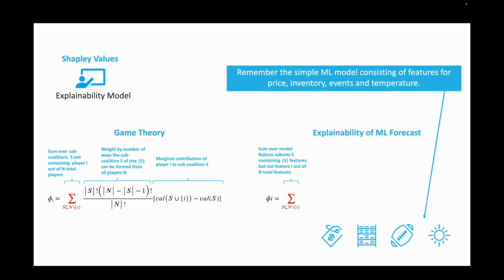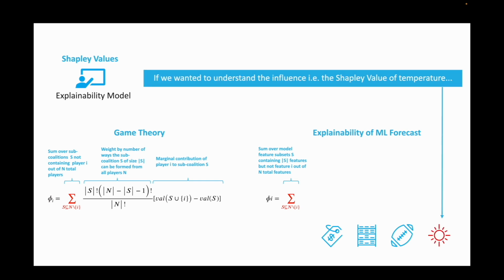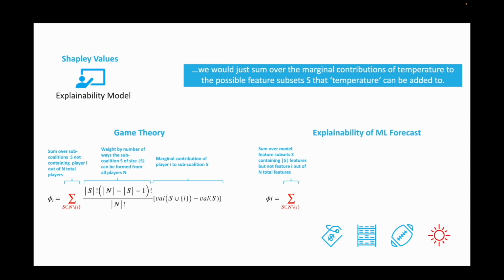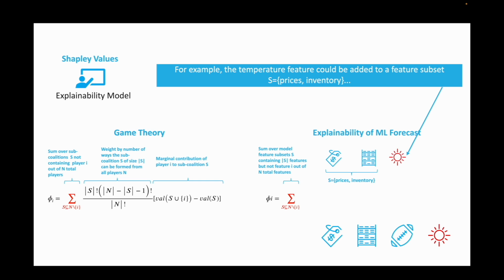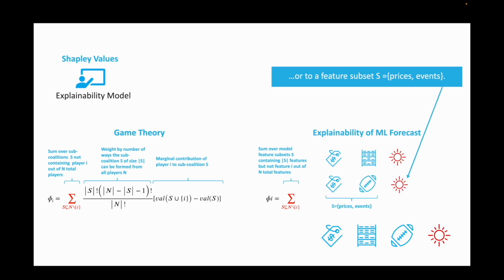Remember the simple machine learning model consisting of features for price, inventory, events, and temperature. If we wanted to understand the influence, that is, the Shapley value of temperature, we would just sum over the marginal contributions of temperature to the possible feature subsets S that temperature can be added to. For example, the temperature feature could be added to a feature subset S consisting of prices and inventory, or to a feature subset S consisting of prices and events.